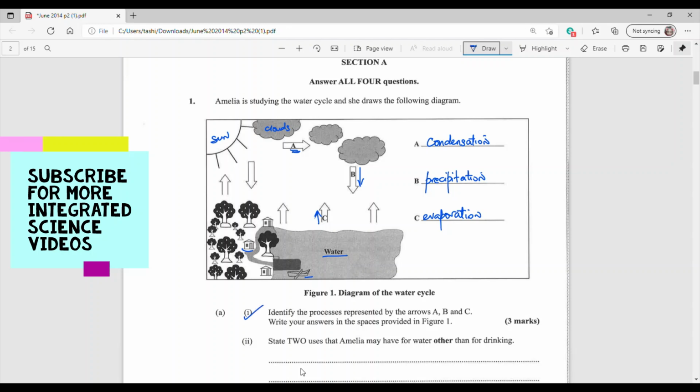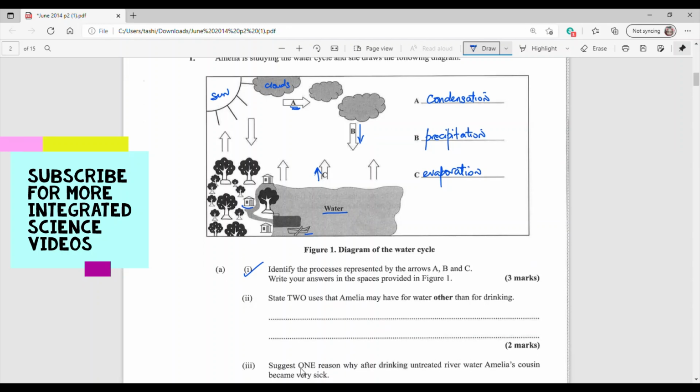Now for A2, state two uses that Amelia may have for water other than drinking. So this one, we can just think about this. Two things that Amelia can use the water for apart from drinking. So Amelia can use the water for, we can say, household purposes or domestic purposes. You don't have to say that though, you can actually list them out. So Amelia can use the water for cooking, she can use it for bathing, she can use it for washing, she can use it for agricultural purposes, etc. Right, so I'm just putting more than two here, but the question asked you for two, so you would have only placed two in that area.